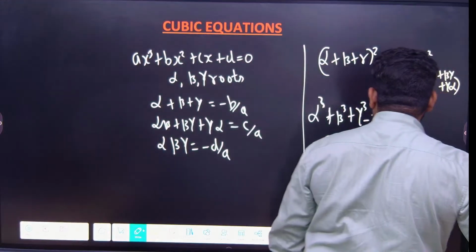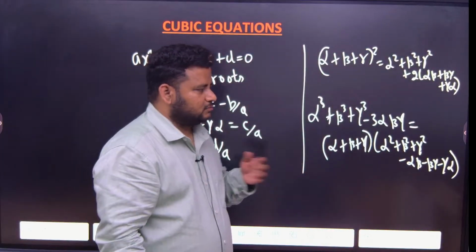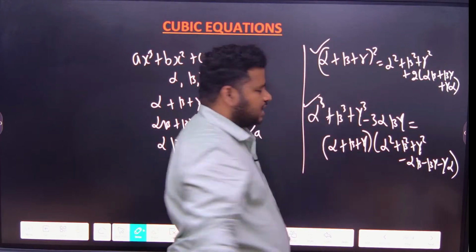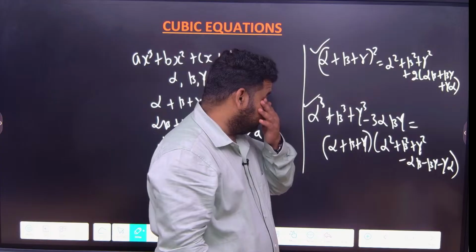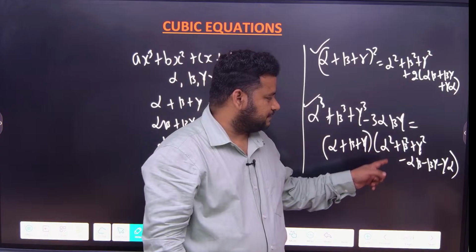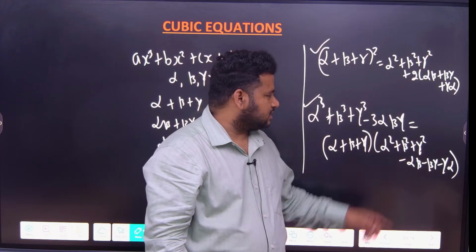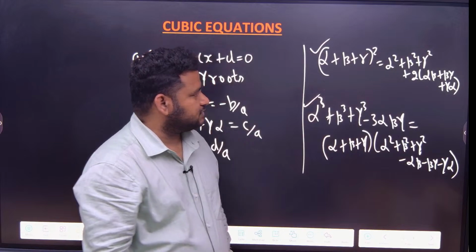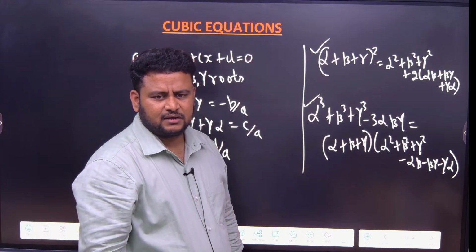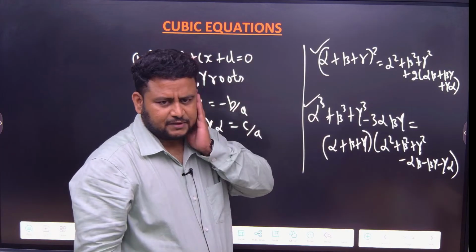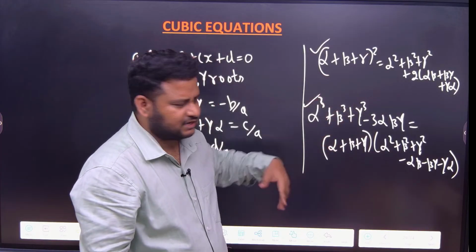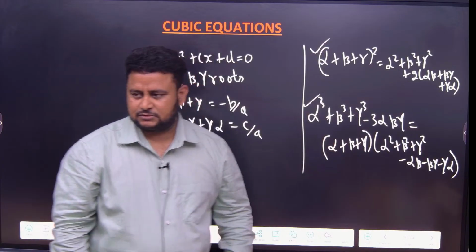So when we talk about cubic, these two formulas are very important. Alpha cube plus beta cube plus gamma cube minus 3 alpha beta gamma is alpha plus beta plus gamma into alpha square plus beta square plus gamma square minus alpha beta minus beta gamma minus gamma alpha. Alpha plus beta plus gamma whole square is alpha square plus beta square plus gamma square plus 2 alpha beta plus beta gamma plus gamma alpha. Please write these two formulas down, then we will solve a question based on them.